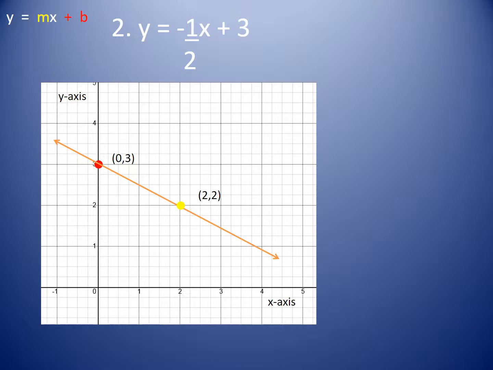Number 2, y equals negative 1/2 x plus 3. The plus 3 tells us that the line's going to cross the y-axis at 3, at the coordinate (0, 3). And the slope is negative 1/2. The negative 1 means we go down 1 this time because it's negative. We go to the right 2. That puts the second point at (2, 2), and we connect the 2 points.